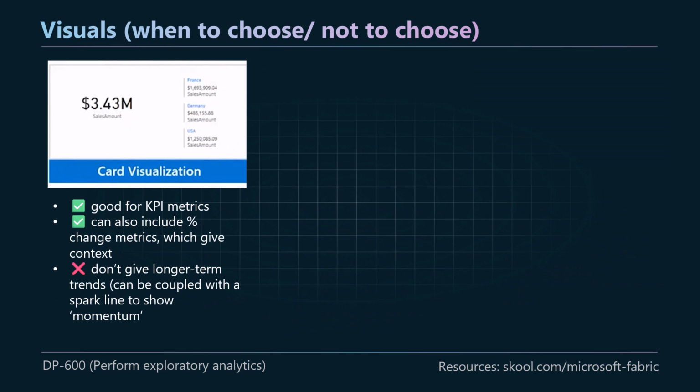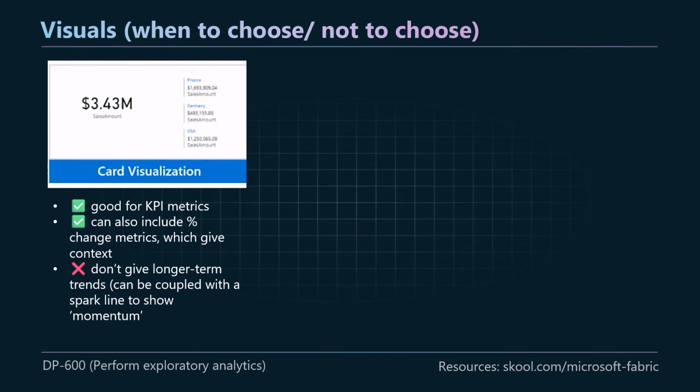Next, we have the card visualization. These are obviously really good for KPI metrics, and you can also include percentage change metrics. You can add a bit more context about what's happened. Is that sales amount an increase or a decrease since the last sales amount as well? Now, out of the box, by default, it doesn't really give you that longer-term trend, but it can be coupled with things like a sparkline. So if you want to show the momentum of a particular metric over time, adding that sparkline can be really useful to give your users a bit of context about how that's changing over time.